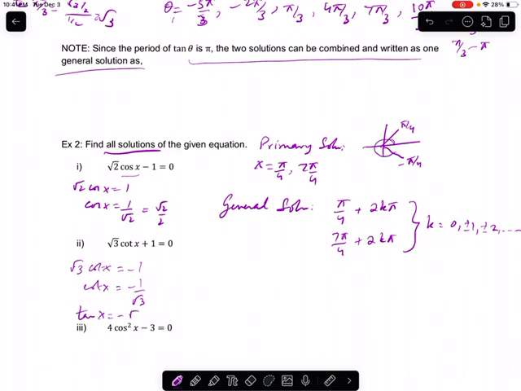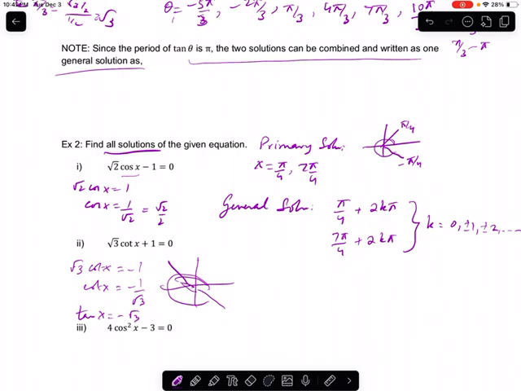Now, if you recall, tangent of x is equal to square root of 3 happens when x is pi over 3. So for the negative one, what will happen now? The angle will be in the second quadrant or in the fourth quadrant, because these are the two where the tangent is negative. So this angle will be 2 pi over 3 and this will be 5 pi over 3.